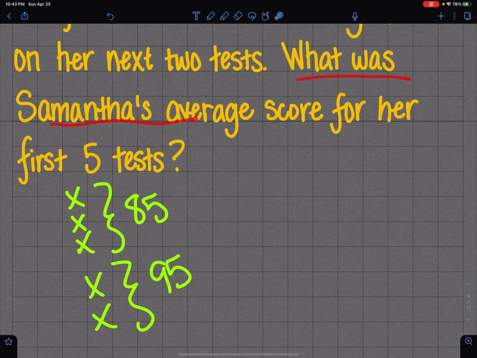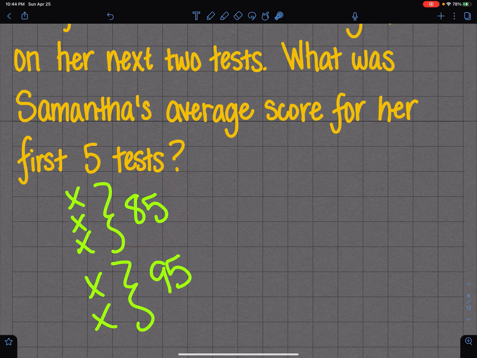What was Samantha's average score for her first 5 tests? So now they want to know the total average. That's definitely tricky because there's more tests here than there are here. So you cannot just take these numbers and average them together because you'll get the wrong answer. This has to be weighted.